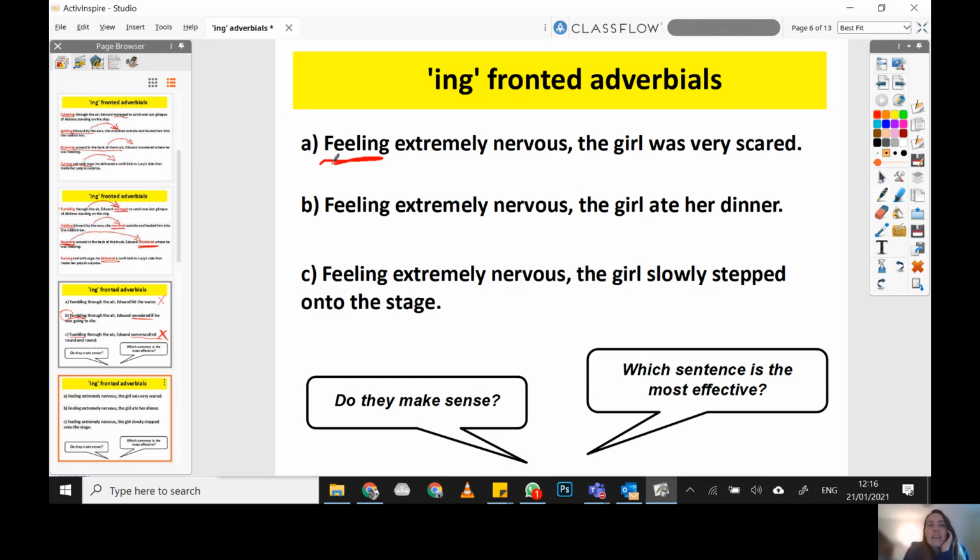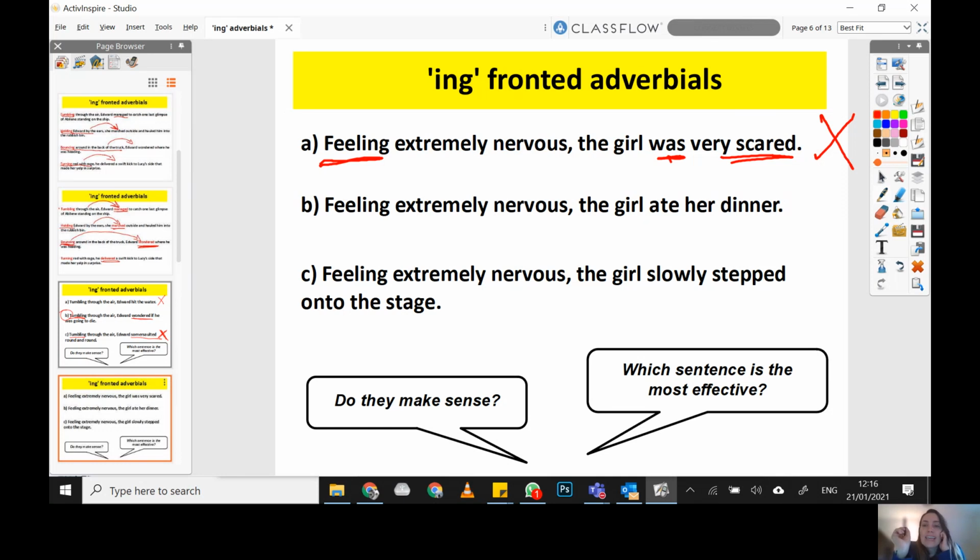I've got feeling and scared. Well, she was scared. Does that make sense? Yes. Is it effective? No. Why is it not effective? Because it's repeating the same action. We don't want to be repeating ourselves. Let's have a look at the next one.